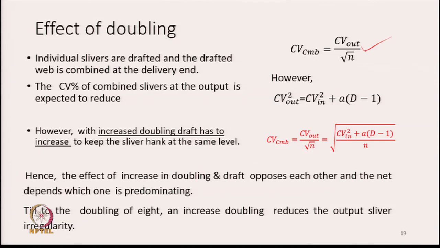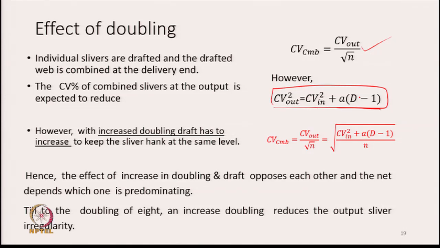Now, if I write this in the form of an equation, CV squared out will be CV squared in into (D minus 1). This equation we have already learnt earlier, the draft D is coming into the picture. Why is it coming into the picture? We will now explain that: with the increase in doubling, draft has to increase to keep the sliver hank at the same level.